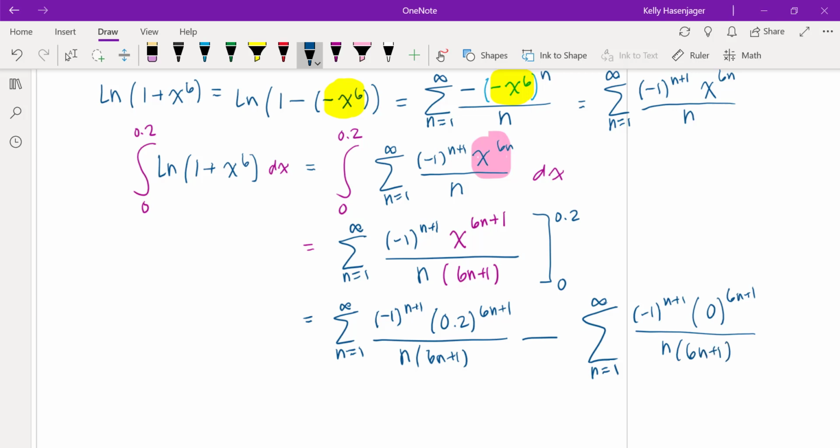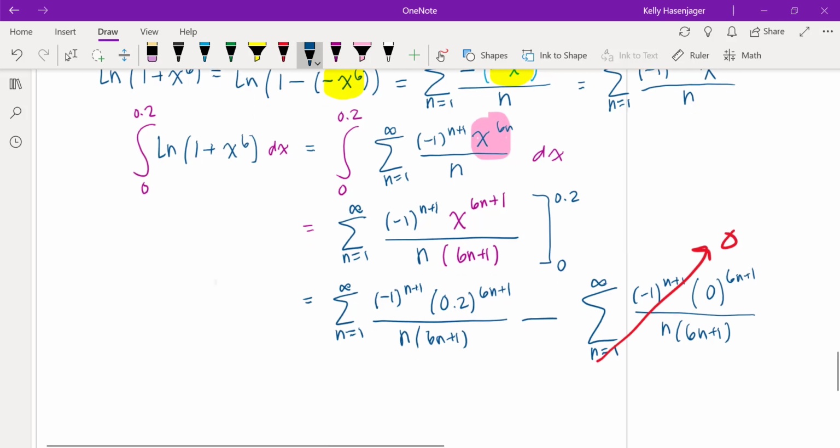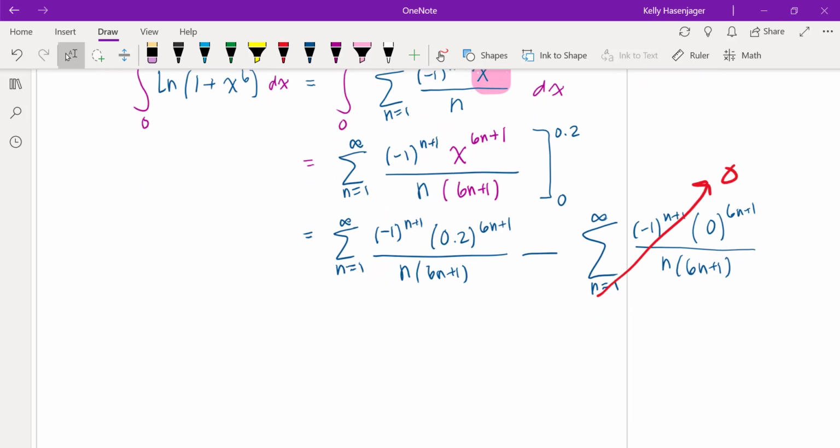There we have it. Now for the second piece, it's 0 on top, so the whole fraction is going to be 0. So this whole thing goes away. That's just 0, which is nice for us because that's less work. All right, so this sum, we can write out some of these terms. So let's just write it out here. Let's start off with n is 1, n is equal to 2, n is equal to 3, n is equal to 4, etc.